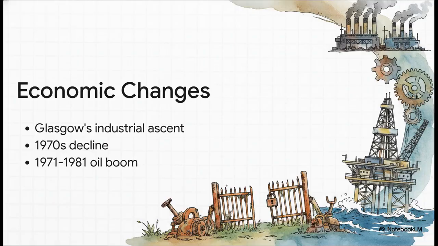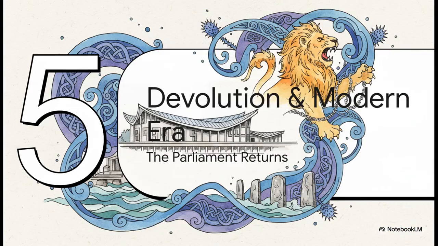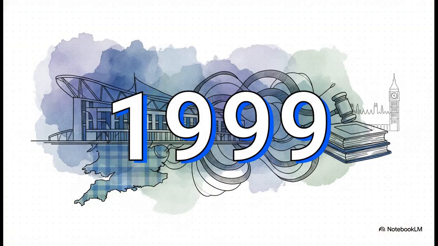debates we see today. So, let's look at today, Part 5, Devolution and Modern Scotland. The Parliament returns. 1999. This is a monumentally significant year. Remember that Scottish Parliament that was shut down back in 1707? Well, after nearly 300 years and a successful public referendum, it finally reopened in Edinburgh.